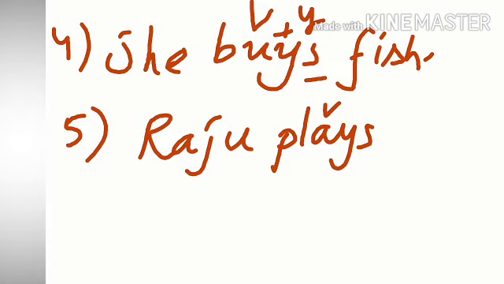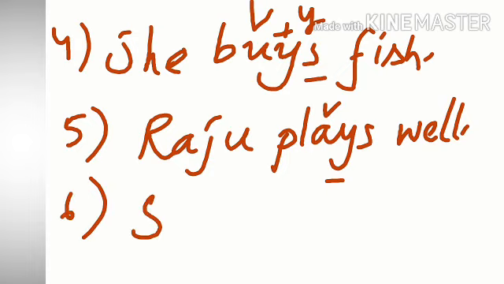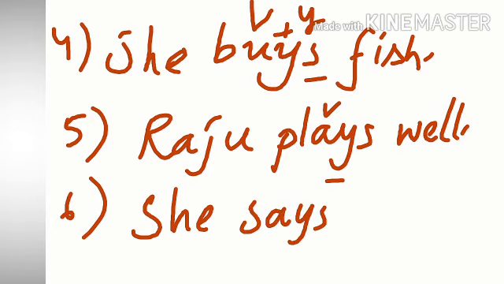Razu plays. Here the verb used is play. Here the ending is Y preceded by a vowel. So we have simply added S but not IES. She says. Here Y is preceded by a vowel. Just add S. She says.